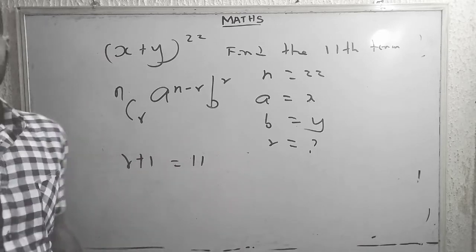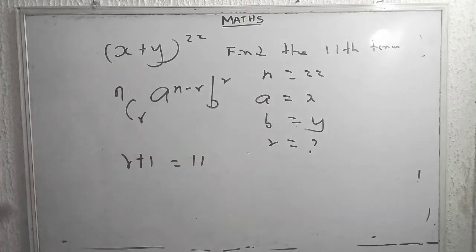Always, if they say find the 12th term, you say r plus 1 equals 12. Find the 20th term, r plus 1 equals 20. I will explain in the next video.